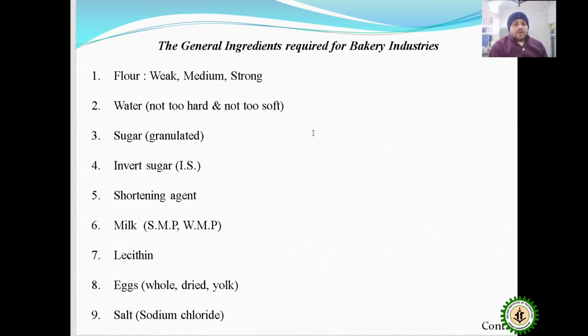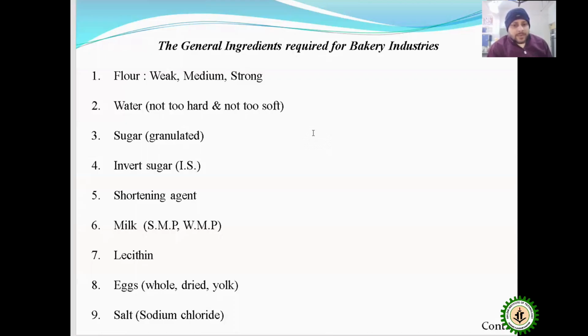The four major or essential ingredients are wheat flour, that is weak, medium, and strong. Then water, not too hard and not too soft. Then sugar, granulated or custard sugar, and also we add salt. Sugar and salt are basically class 1 preservatives, and they also impart taste. As a sweetening agent, we use sugar. Then invert sugar, shortening agent, and we add milk as per requirement.